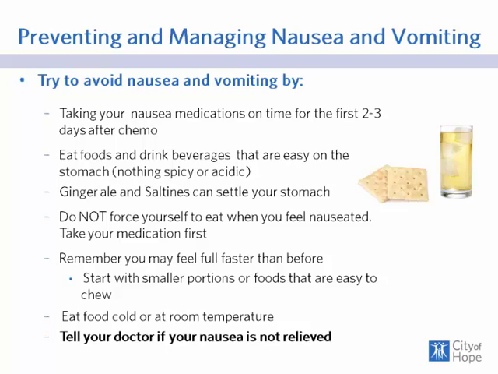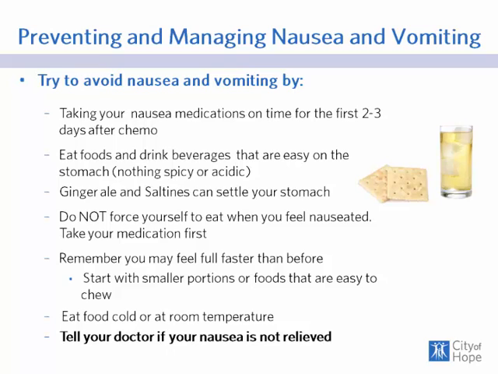If you feel nauseated, then take your nausea medications on time for the first 2 to 3 days after chemo, meaning if your medication says every 8 hours or every 6 hours, then you take it every 8 or 6 hours. After the first 48 hours, if you are feeling better, then you can stop. But if you still feel nauseated, continue taking your medication as instructed.